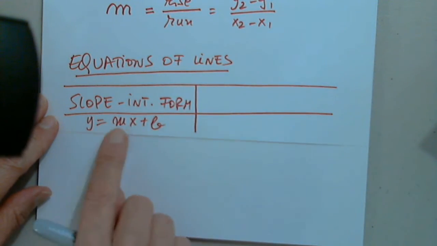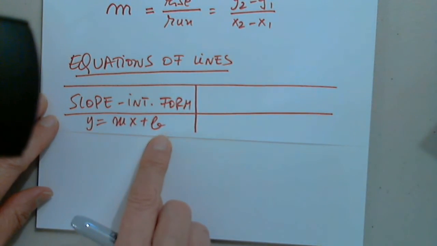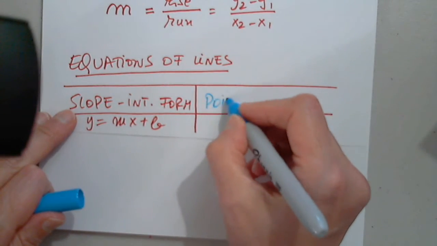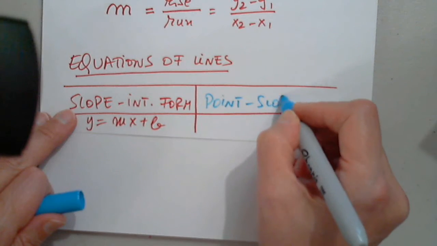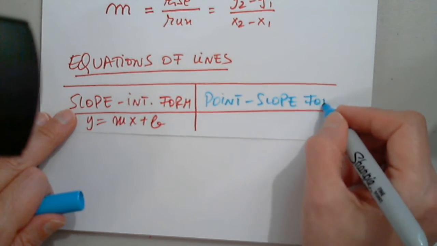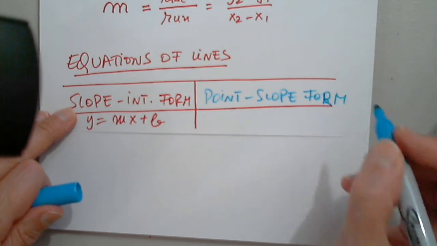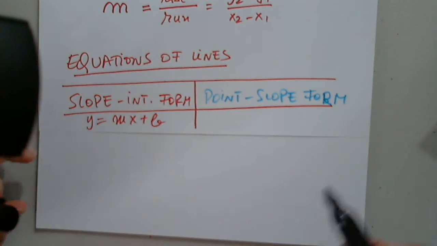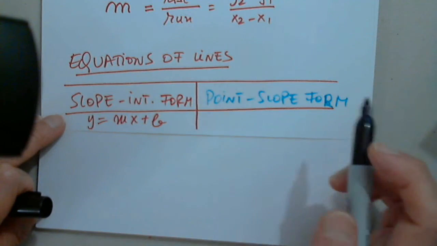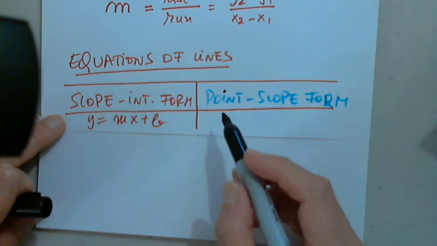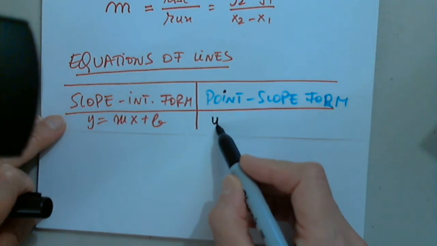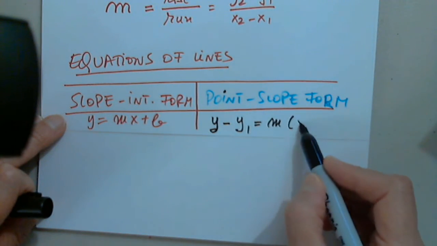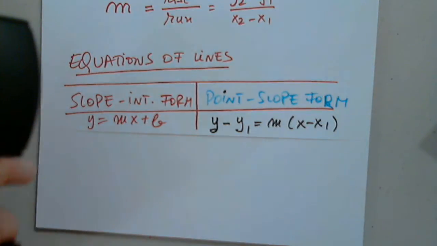We have the slope intercept form, which is y equals mx plus b. And we have one more, which is point slope form. Point slope form. Anyone can tell us or remembers this point slope form? Is it ax plus by equals c? Y minus y1 equals the slope times x minus x1.